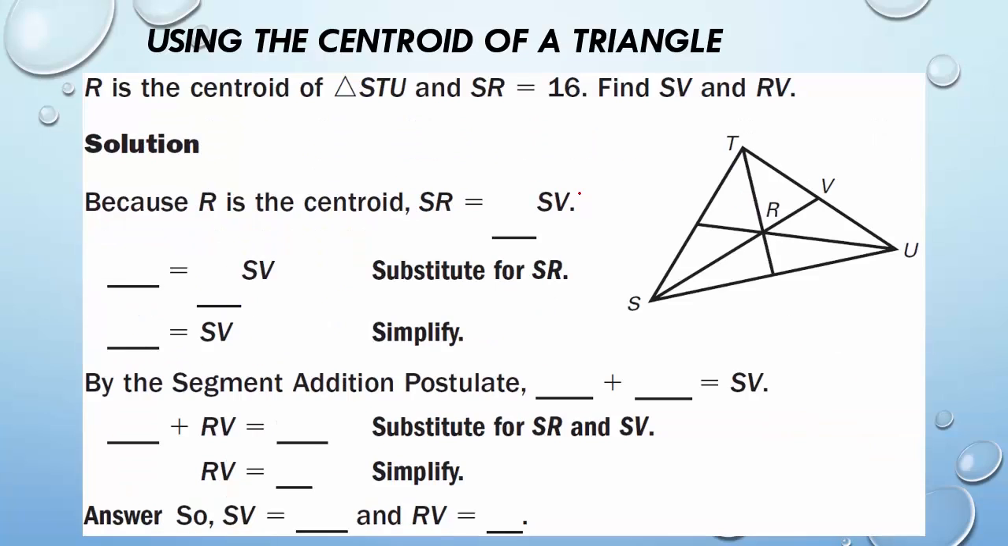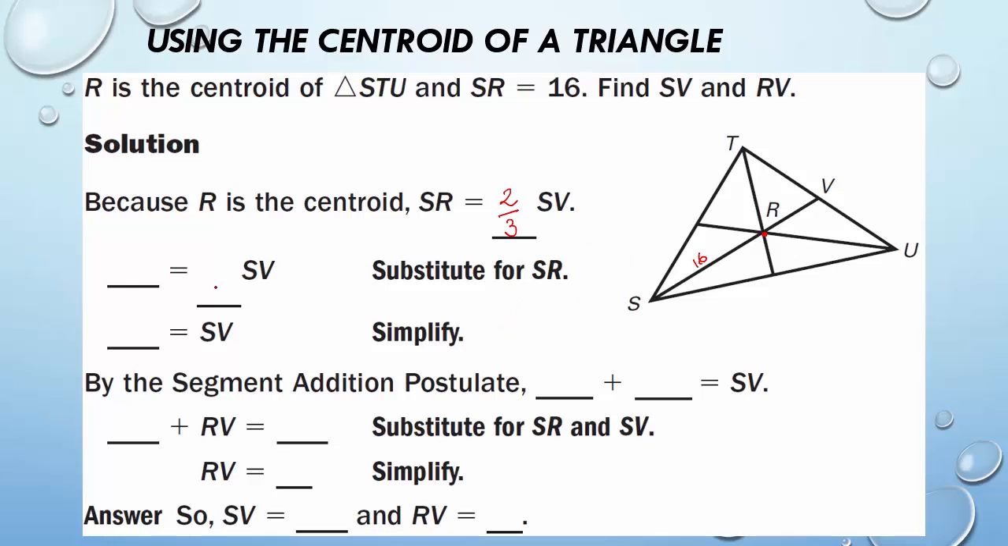Let's take a look at our first example using the centroid of a triangle. So we are given that R is the centroid of triangle STU and that SR is 16. We need to find the measure of SV. Since SR goes from the vertex to the centroid, I know that this length SR is 2/3 of the length SV.